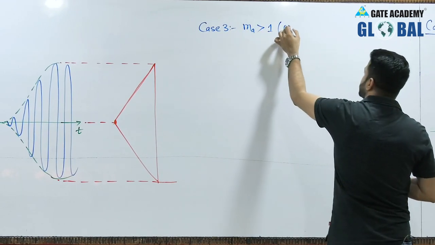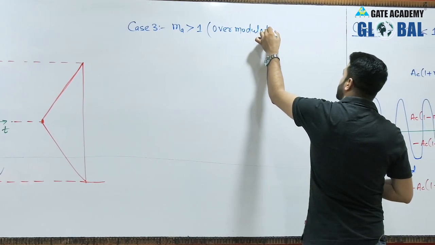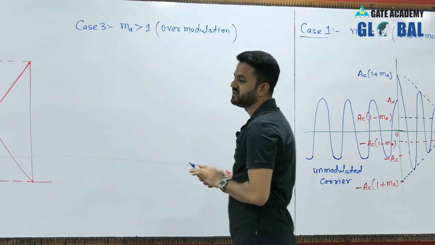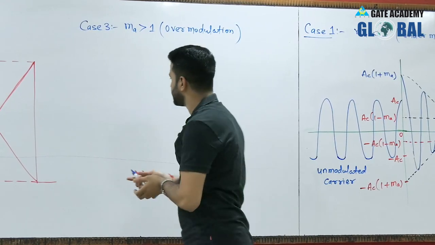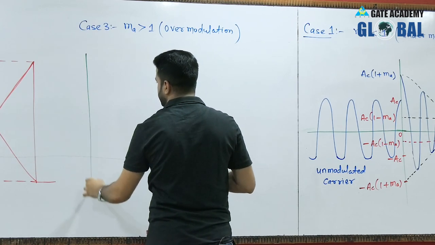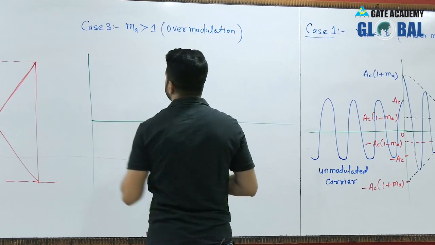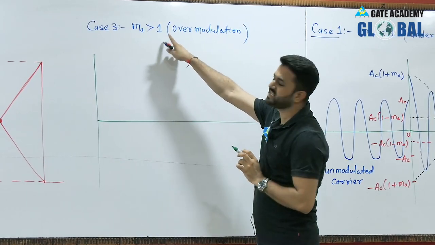This case is known as overmodulation. When MA is greater than 1, then it is called an overmodulated signal. And in this case, in an overmodulated signal, that means MA is greater than 1.